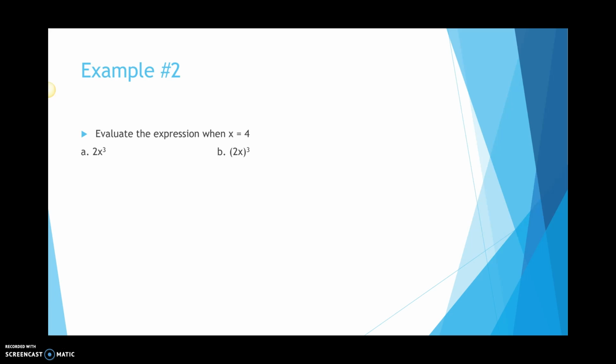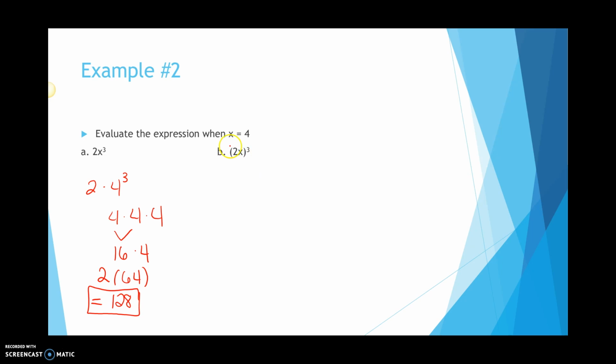Next example here: evaluate the expression when x equals 4. So here we're substituting 4 in for x. The way we look at A here is 2 times 4 to the 3rd. So what we do here is we take 4 to the 3rd first. Think of order of operations. That would be 4 times 4 times 4. 4 times 4 is 16, times 4 gives me 64. And we multiply that by 2 and we get an answer of 128.